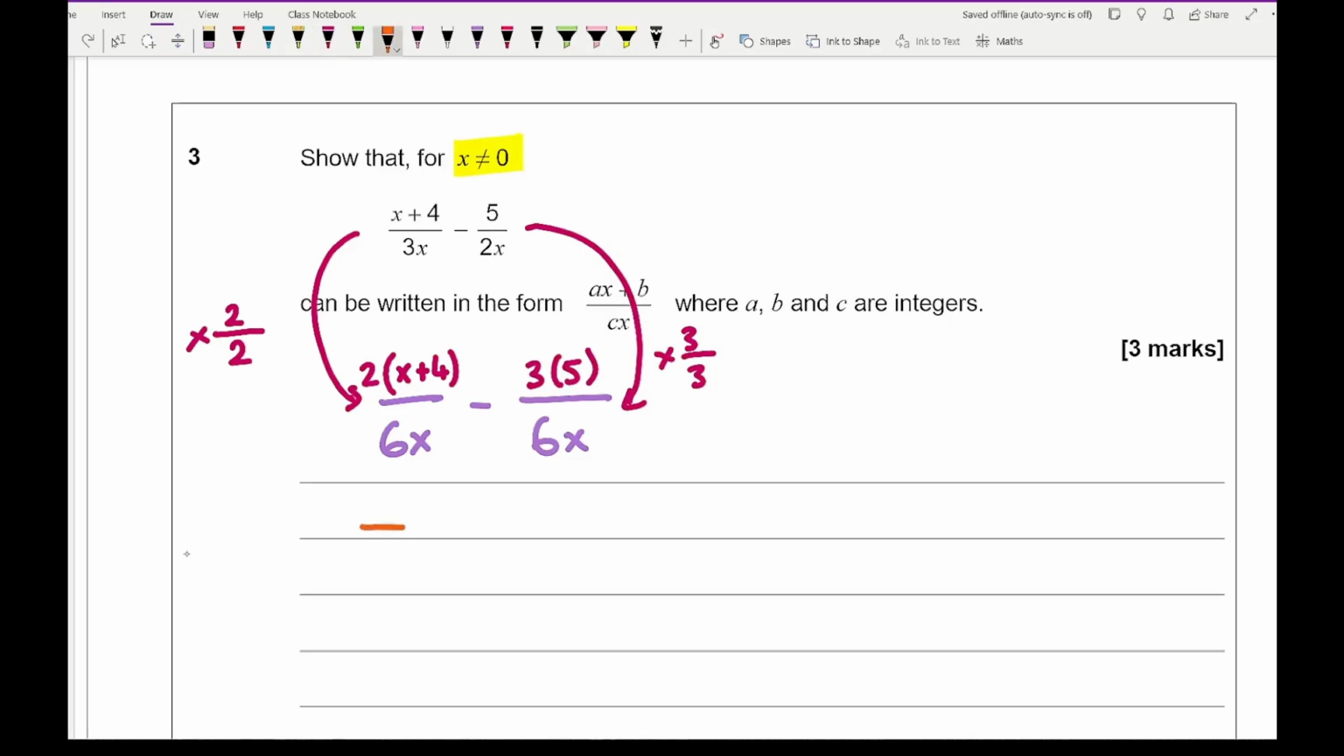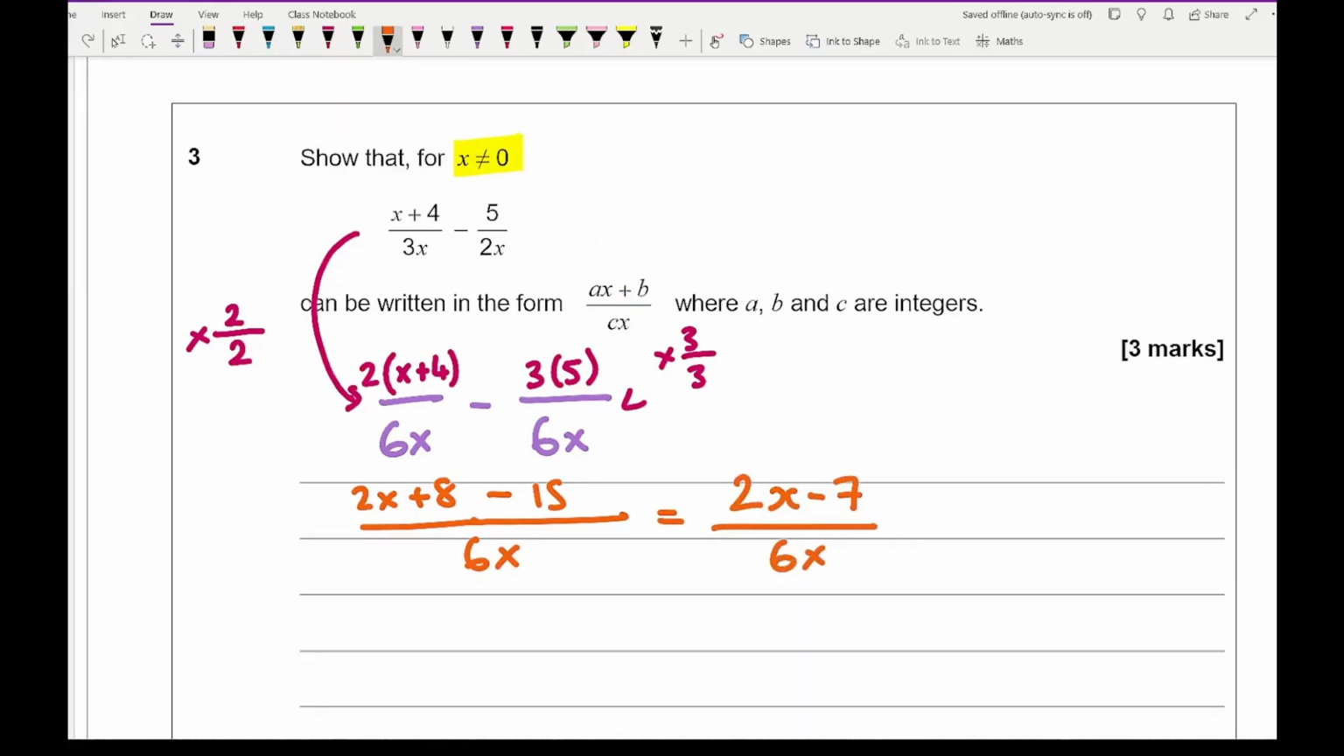Then simplifying the numerators, we get 2x plus 8, and then we get minus 15 all over 6x. And then if I neaten up the numerator, I get 2x, and then 8 minus 15 is minus 7, and that's all over 6x. And then if I compare this to how they want me to express my answer, I can see that a equals 2, b equals minus 7, and c equals 6.